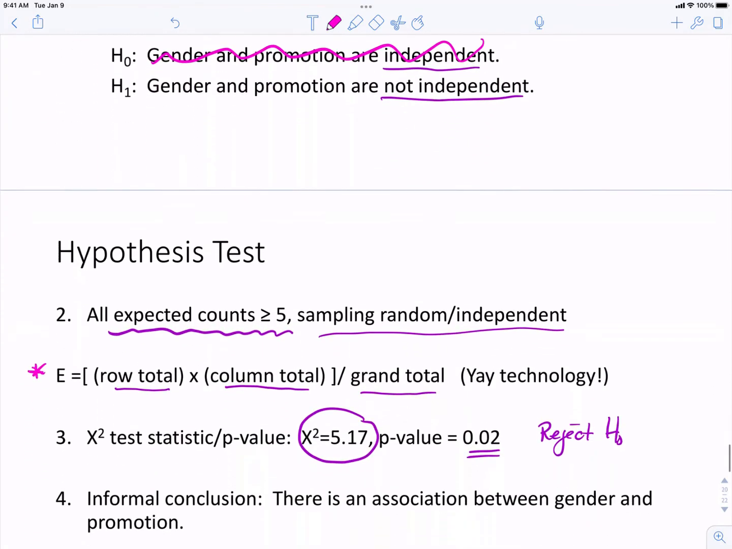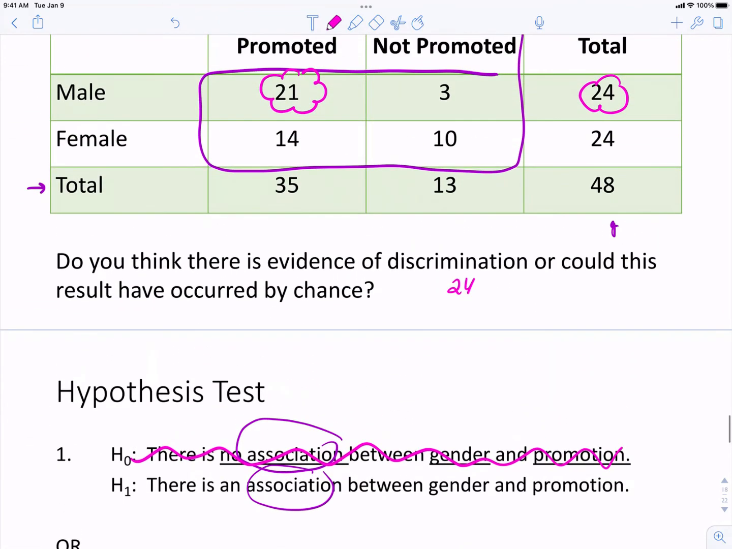So it's the row total times the column total. So the column total is 35 divided by the grand total. And the grand total is the total population that you were, the total sample size. And so if we were to do that, that would be 24 times 35 divided by 48. And that comes out to be 17.5.